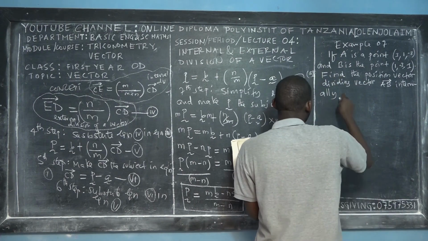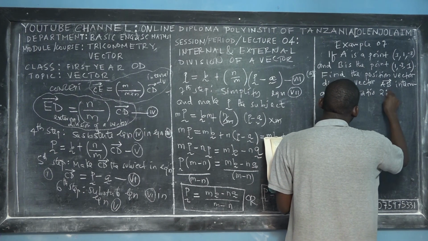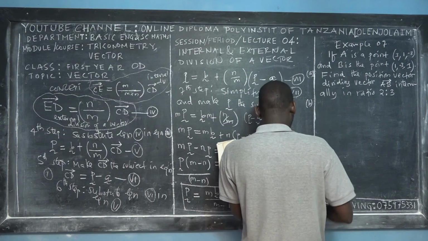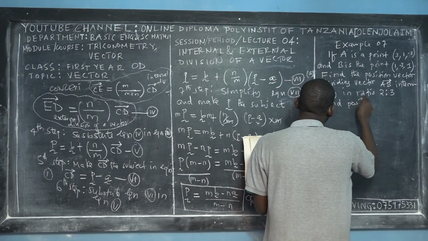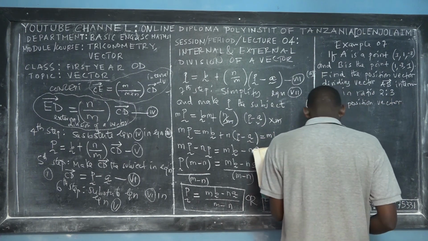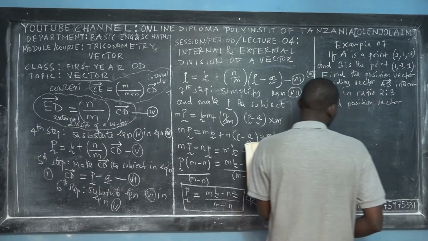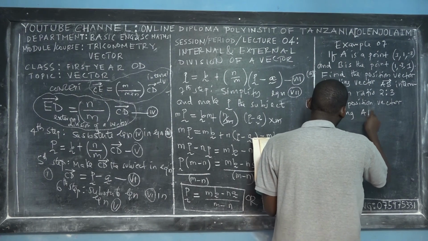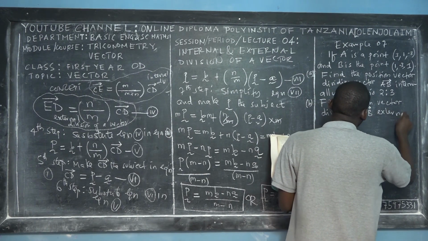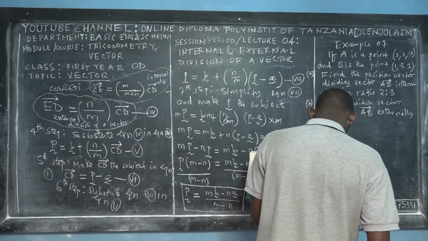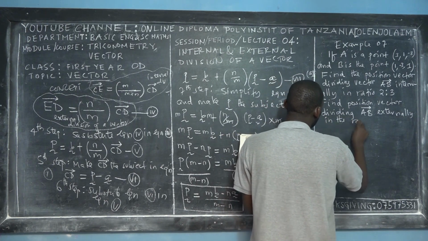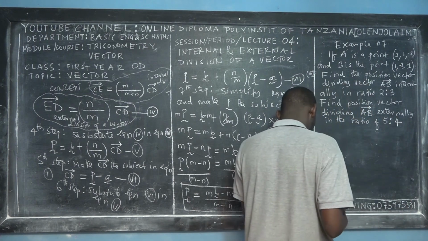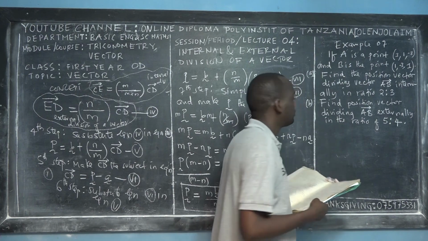Right? Internally in ratio of 2 to 3. Then we go for B. Find position vector dividing AB externally in the ratio of 5 to 4. Okay.